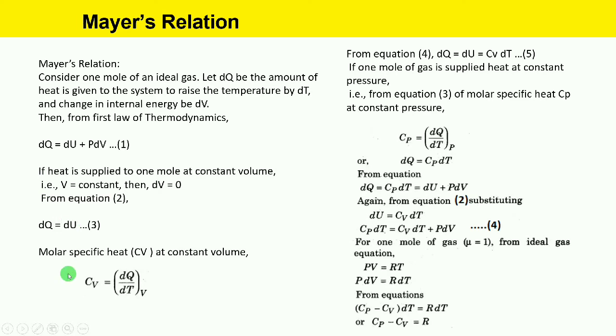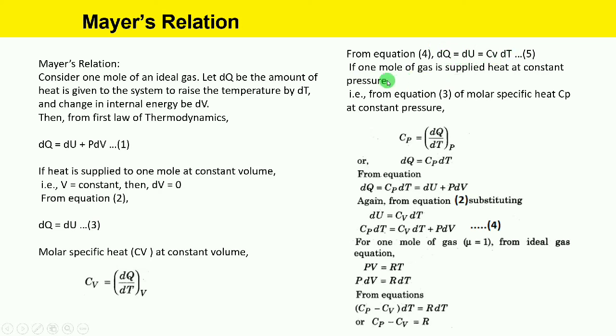Now for constant volume, we can define molar specific heat at constant volume. As we consider 1 mole of gas at constant volume, Cv will be equal to dQ upon dT at constant volume. This is from the definition of molar specific heat at constant volume. So dQ we can write as Cv into dT. So dQ is equal to dU, which is equal to Cv dT.